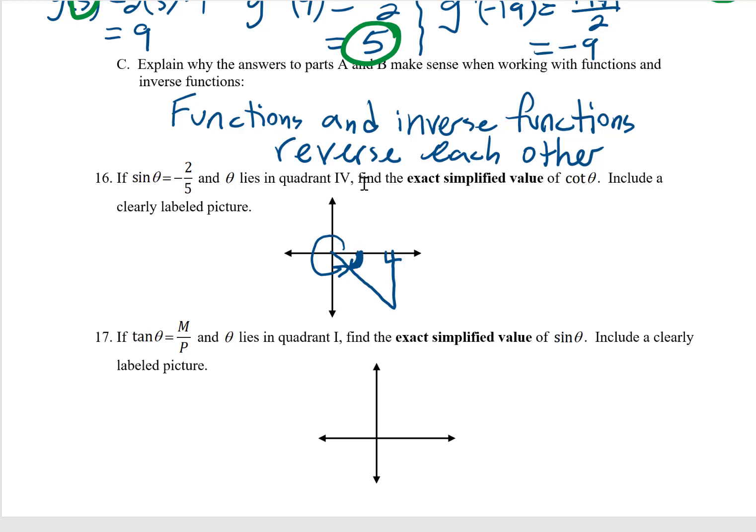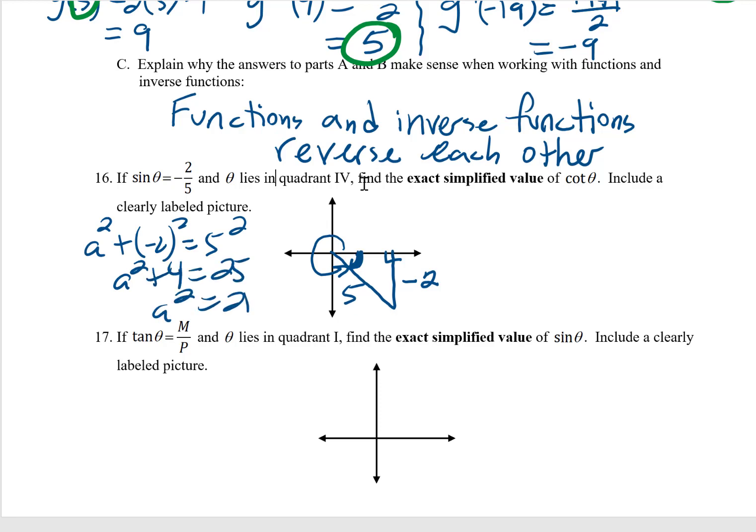The sine value is opposite over hypotenuse. So I know how to label my picture. The negative 2 on the vertical leg and 5 for the hypotenuse. Well, I can find any of the 6 trig functions by simply filling in the rest of this picture, and I can do that using the Pythagorean theorem. I have a squared plus negative 2 squared equals 5 squared. In other words, a squared plus 4 equals 25. a squared then is 21.